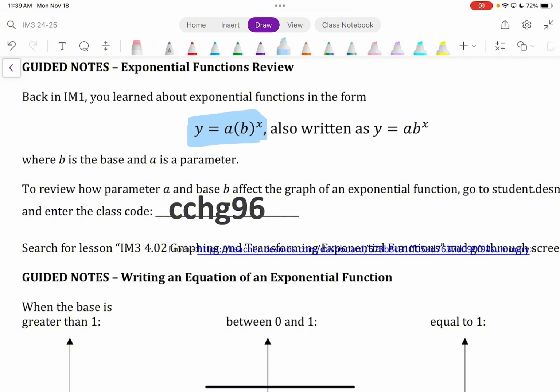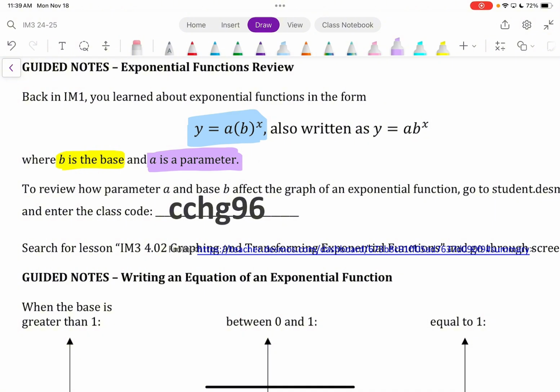What is important to remember, though, is that b is your base. B is your base. So your base is the number that has the exponent. So you will never see a raised to the x power. It will always be b. And then, of course, like it says here, a is a parameter. So whatever the a value is going to affect how your graph looks.